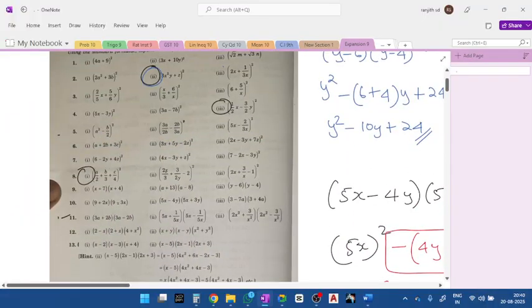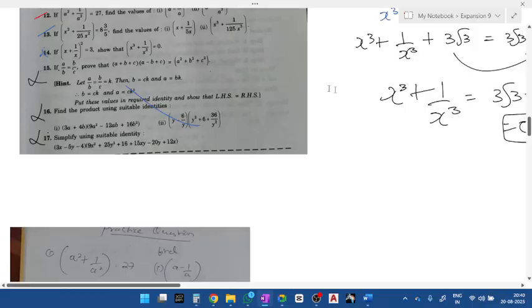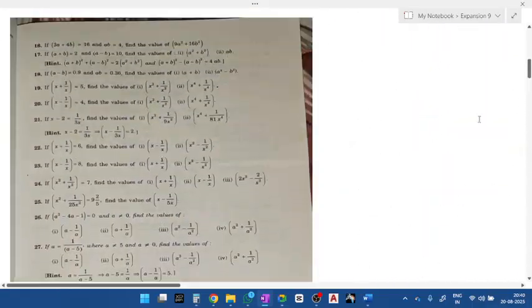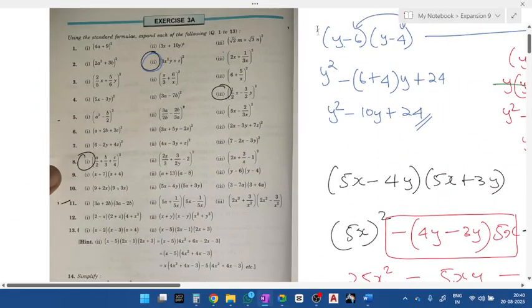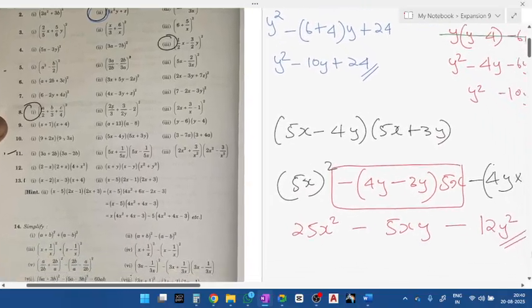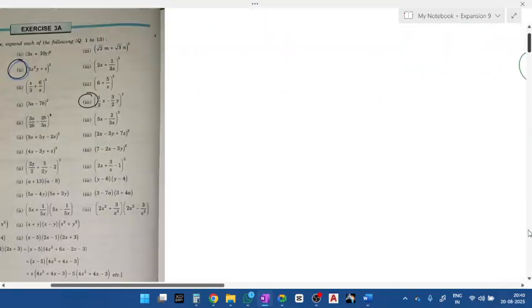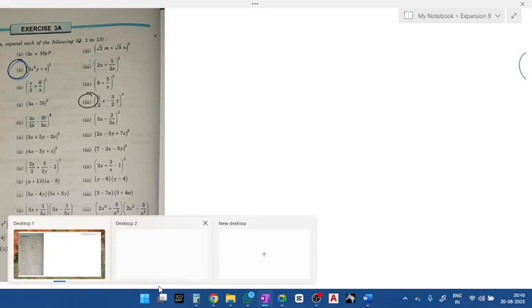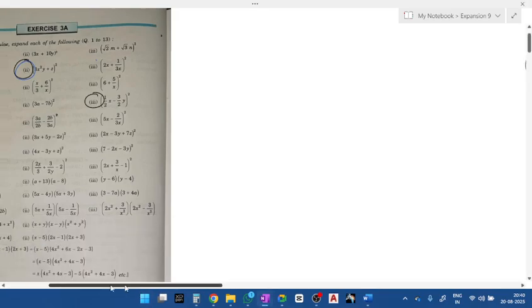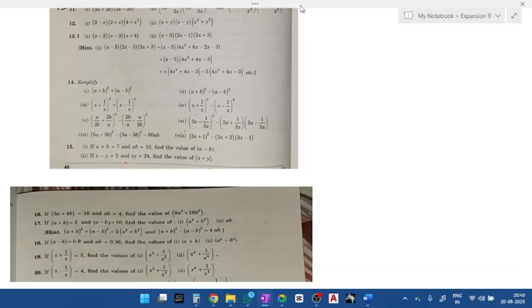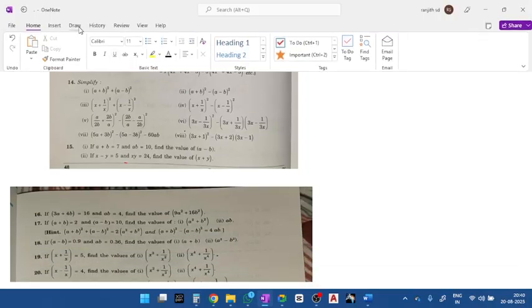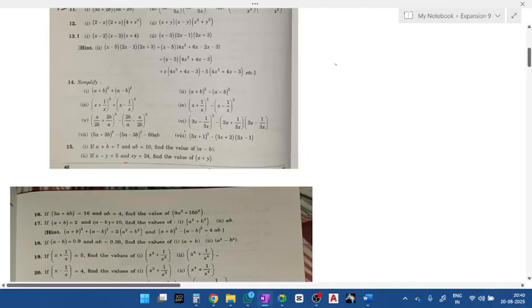Look at this expansion. The first concept, all of you are aware of all the formulas, right? You know all the formulas. First, a plus b the whole square, a minus b the whole square, all those things. Next, look here. From the 15th one, every day 2 questions will be revised. From the 15th one, students, look here.